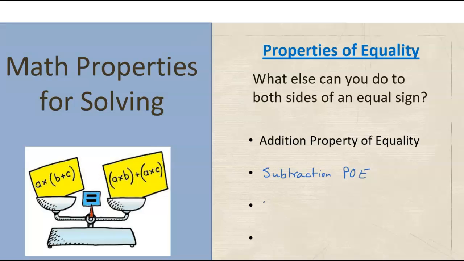What about multiplication? We can multiply on both sides of an equal sign. It doesn't change the equality. And division. Does division work? We can divide both sides by 5 or by x. Division. Actually meant that to say division, not divide. There we go. Division property of equality. All of those are valid properties of equality. We use them all the time in solving, we just haven't given them names before.